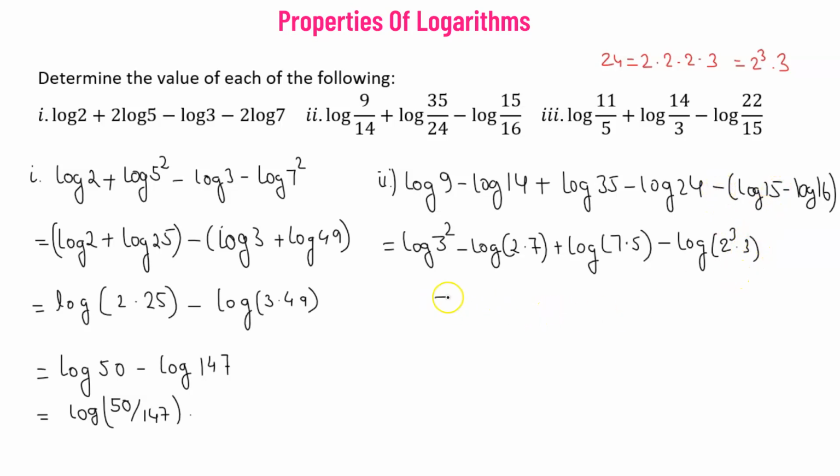Negative log of 15. So we have negative log of 15. So 15 will be 5 times 3. Then we have negative times negative. So this will become positive log of 16.